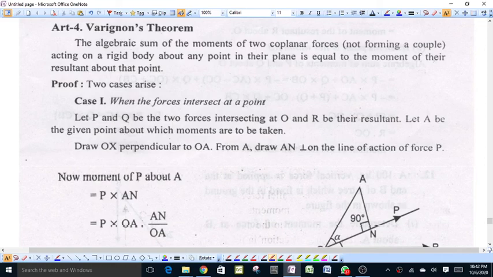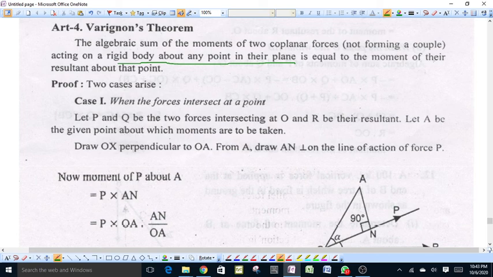Dear students, today we will study Weygand's theorem. According to this theorem, the algebraic sum of the moments of two coplanar forces not forming a couple acting on a rigid body about any point in their plane is equal to the moment of their resultant about that point.